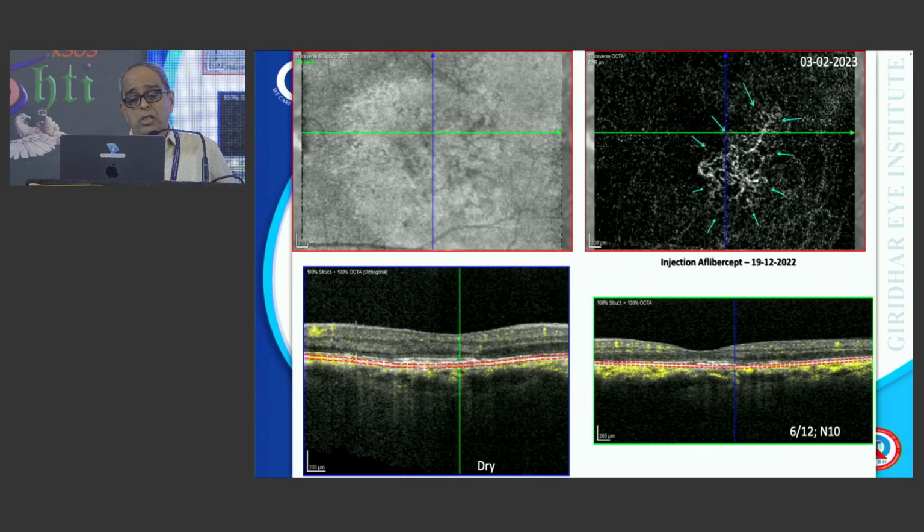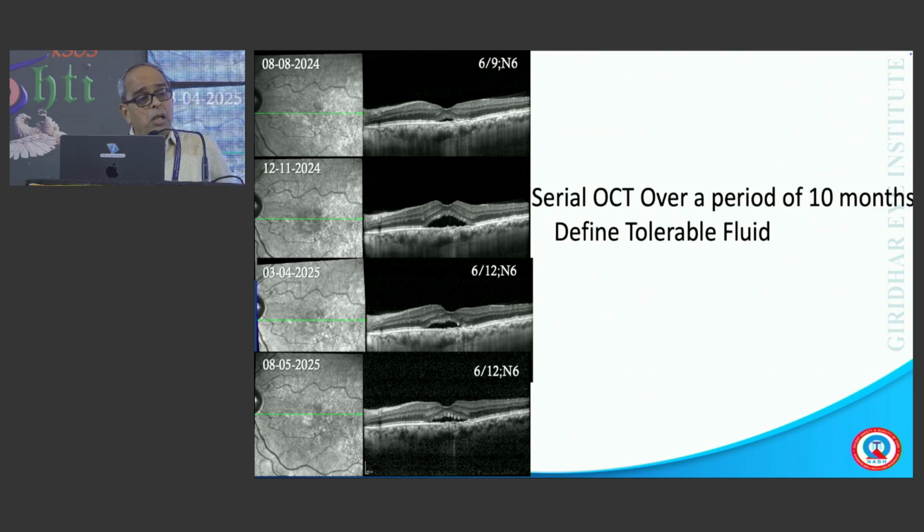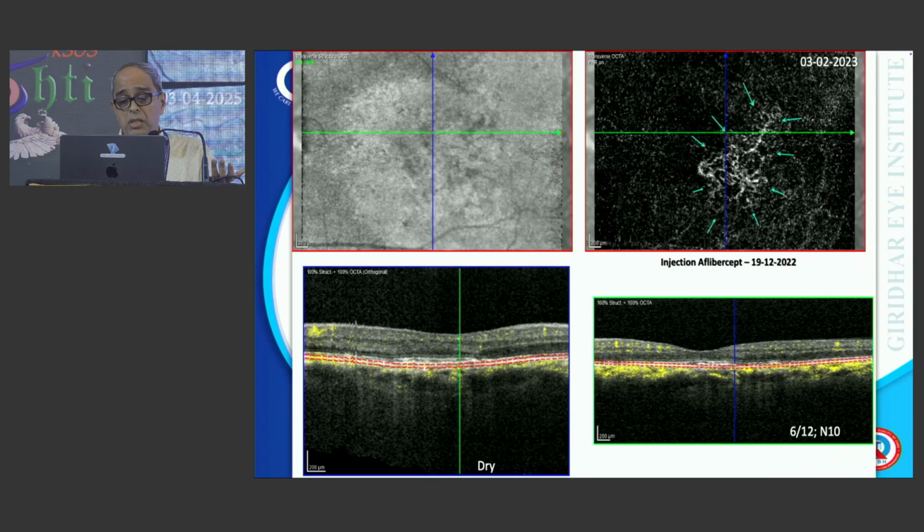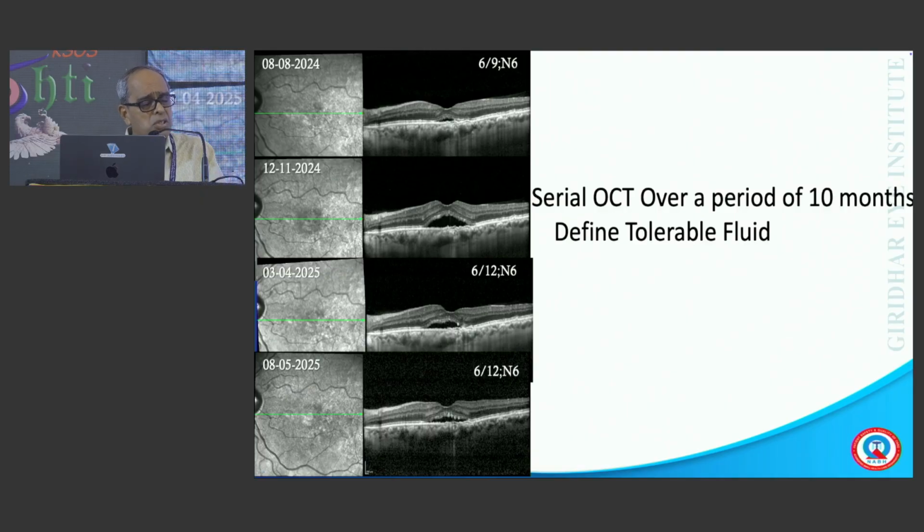And finally, the patient was shifted to aflibercept, with which he achieved a dry macula, and subsequently he has been under our follow-up. It's also important to understand what defines a tolerable fluid. Once you have treated some of these patients, and your OCTA has shown significant reduction in the smaller capillaries and you have this dead tree appearance and small residual fluids, probably you don't have to be very aggressive.